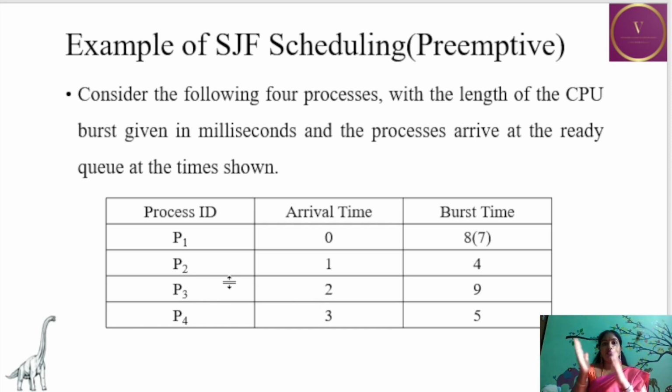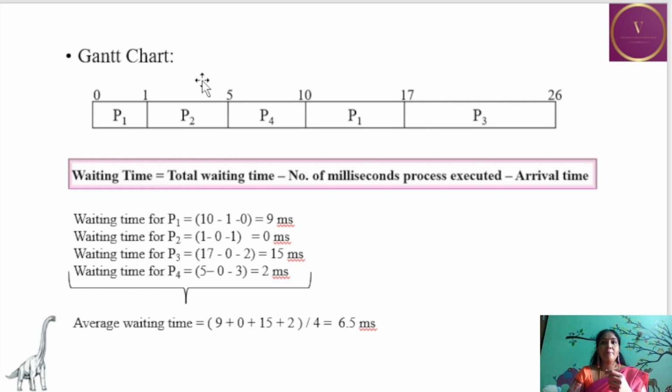So P1 is taken out of the CPU and process P2 is using the CPU, and it will be using the CPU for 4 milliseconds. Why? Because process P3 is coming at the 2nd millisecond and process P4 at the 3rd millisecond, but their burst times are greater than 4, that is 9 and 5. So process P2 will be using the CPU for the next 4 milliseconds.